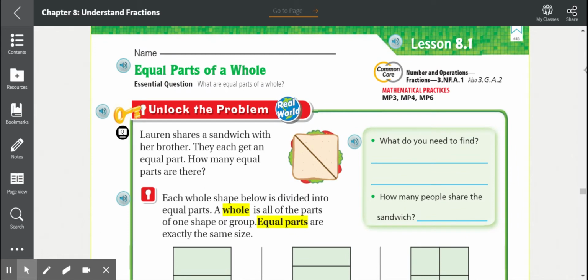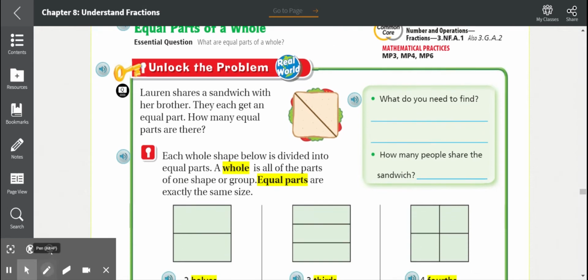Lesson 8.1, equal parts of a whole. What are equal parts of a whole? Let's start by unlocking the problem. Lauren shares a sandwich with her brother. They each get an equal part. How many equal parts are there? What do we want to figure out? We want to know how many equal parts there are. Look at this sandwich here. Here's the whole sandwich, and they've cut it in half, right? One for Lauren and one for her brother.